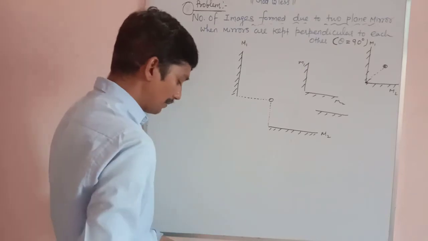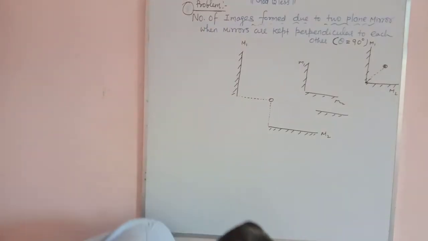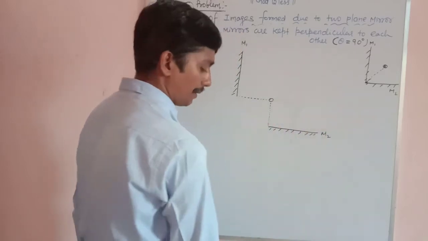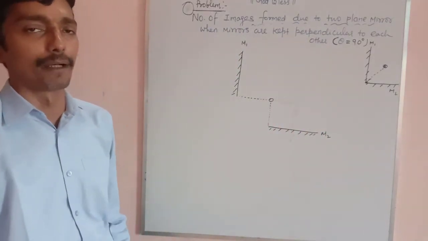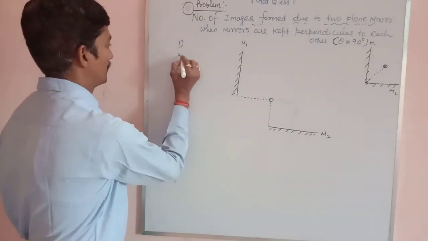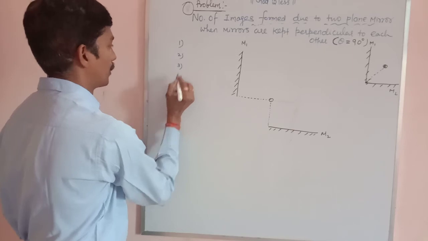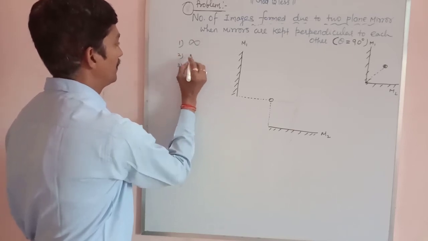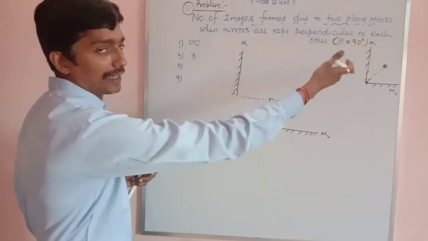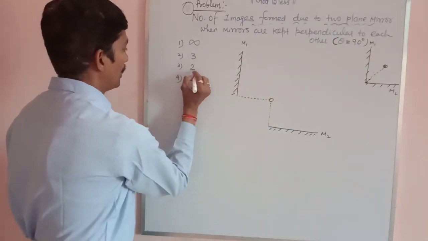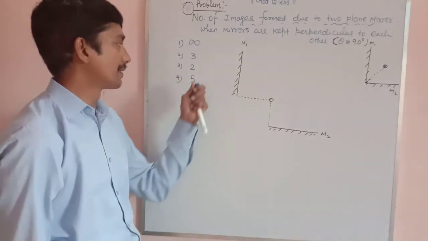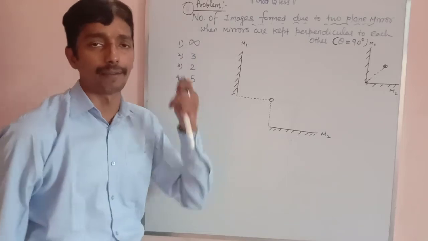Okay, so now what I should do is, let us note down, and answer me how many images will be formed in this case. The answer options are 4: infinity, 3 images as in the earlier case for 90 degrees, 2 images or 5 images. The answer is 3, 2, 5, infinity. What is the answer?